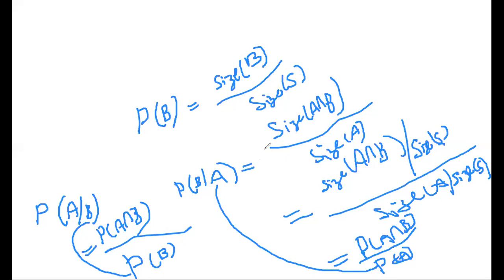So it is given as size of A intersection B by size of A. Now what we are doing, we are dividing both numerator and denominator with size of S. Since we know that size of A intersection B by size of S is nothing but probability of A intersection B. Similarly, size of A by size of S is nothing but probability of A. Similarly, probability of A given B can be written as probability of A intersection B by probability of B. Is it clear, students? Any doubts here?